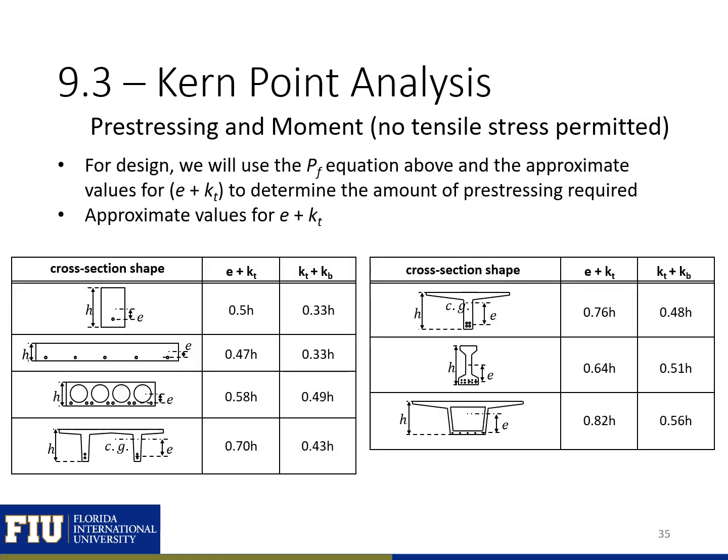We can estimate E plus KT based on these tables from Collins and Mitchell. So you can see, based on what section we have, we can estimate an E plus KT. So if we have a double T section, one standard section for buildings, our E plus KT for the design, we could use 0.7H. So we'd use 0.7H as the denominator in the equation on the previous slide.